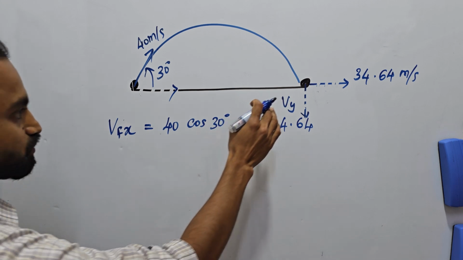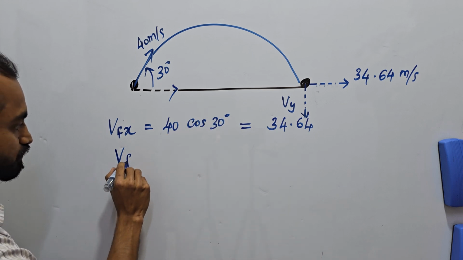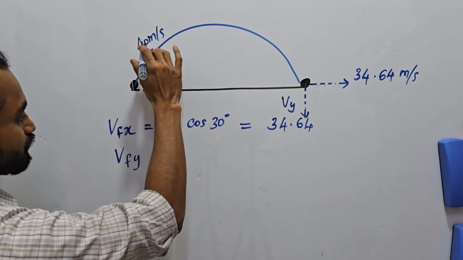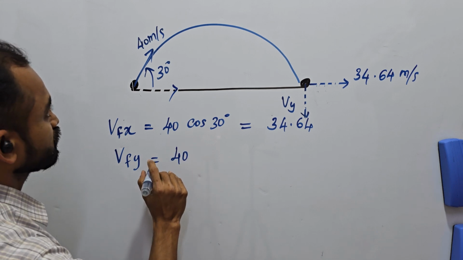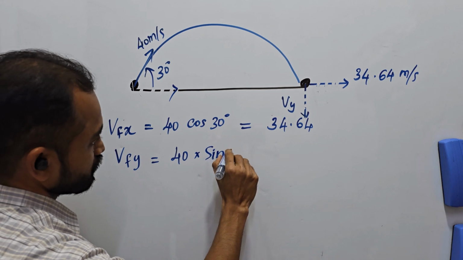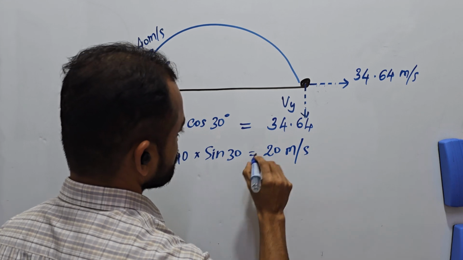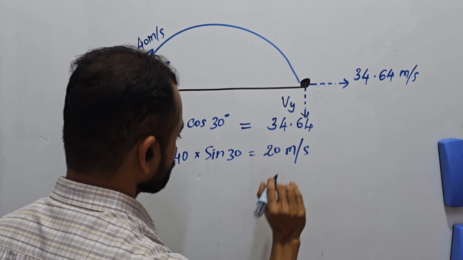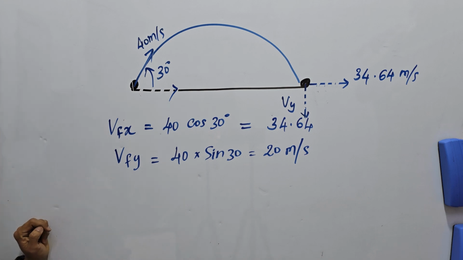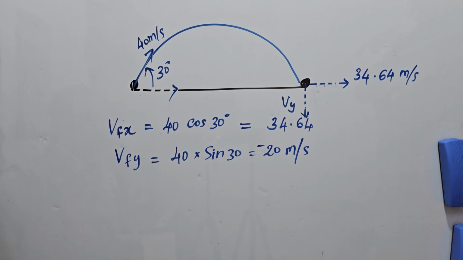Okay, the value I didn't calculate for Vy. So how to calculate the final velocity along the y direction? That is equal to 40 multiplied by sine 30, so 20, right? 20 meter per second. It is in the downward direction, so minus 20. Okay, downward direction. Yes, here we did not use the equation, right?